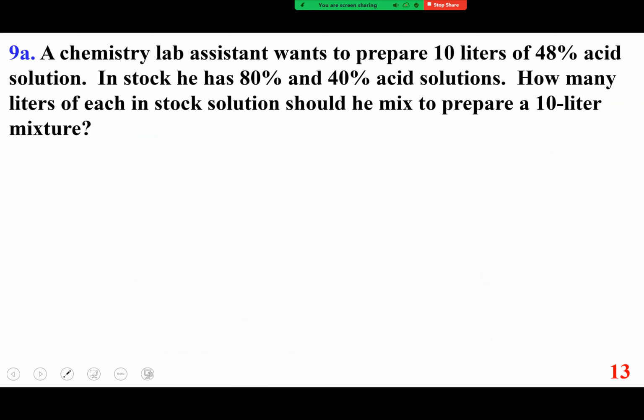All right, let's look at an application. A chemistry lab assistant wants to prepare 10 liters of 48% acid solution. In stock, we have 80% and 40% acid solution. How many liters of each in stock solution should he mix to prepare a 10-liter mixture? This is a class of problem known as a mixture problem class.